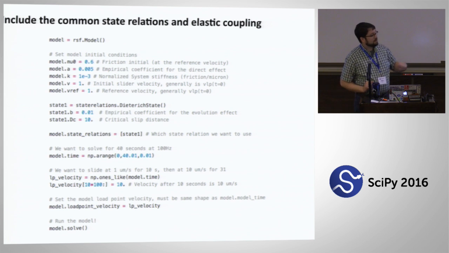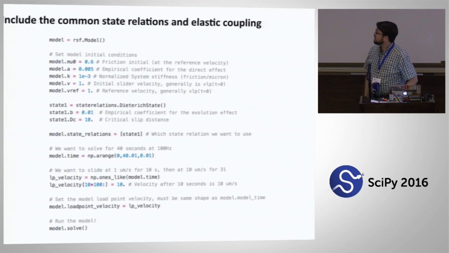So here's an example of using this modeling tool, RSF model. First, you just have to create a model object and then set some of the attributes, like that A parameter, the stiffness. All this is relatively simple if you're familiar with Python. And then pick your favorite state relation. We have all the common ones in the library. And set its parameters. And then you just pass a state relations list.